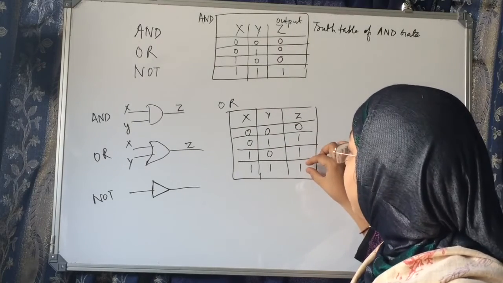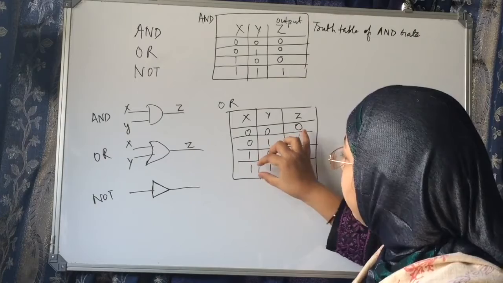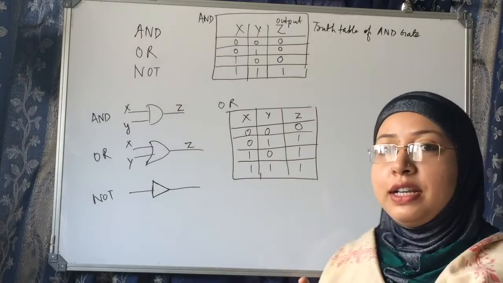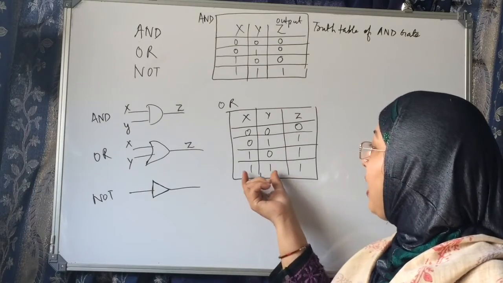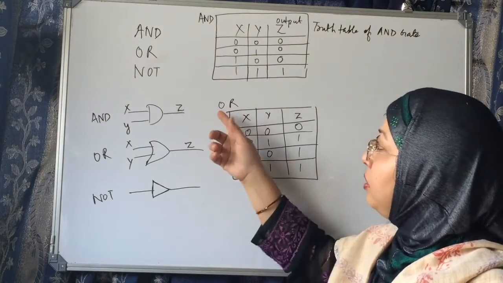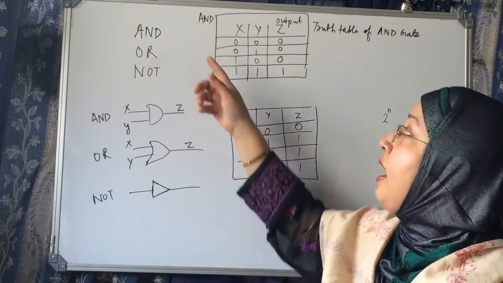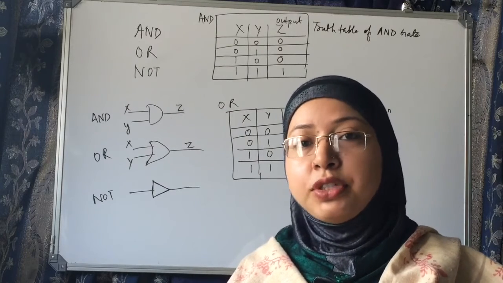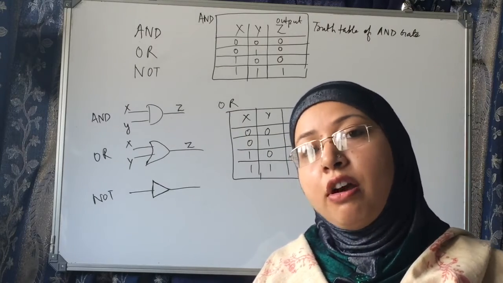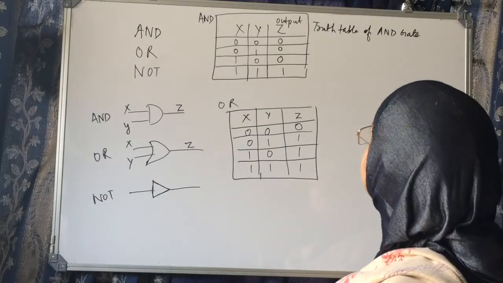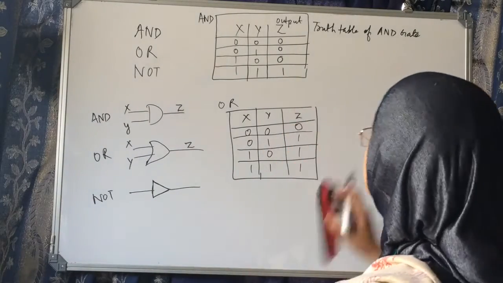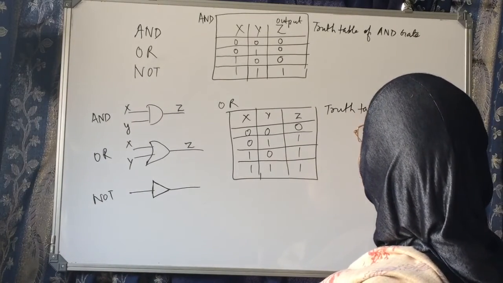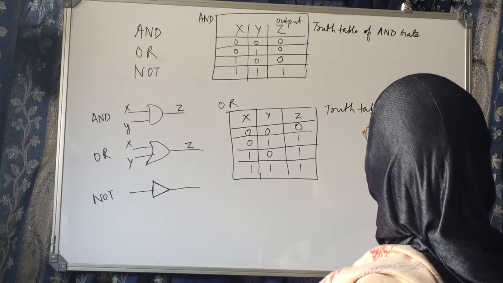Don't get confused thinking that when both the inputs are 1, it should be 2. No, since we have to write the output in only one digit, what we write when you are ORing is 1. This is known as OR, and this is AND. So when you are performing OR operations and both the inputs are 1, the output will always be 1. Okay, so this is the truth table of the OR gate.